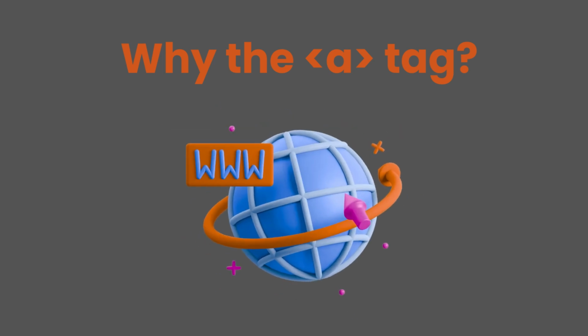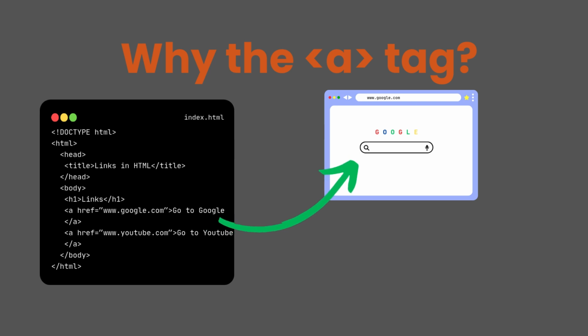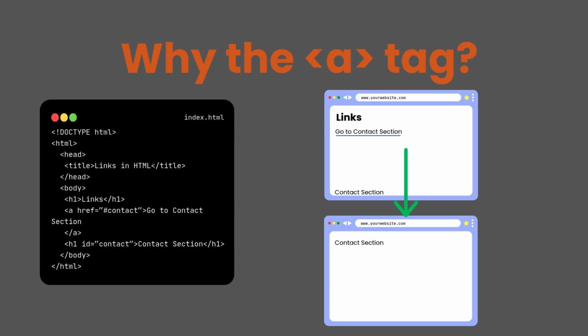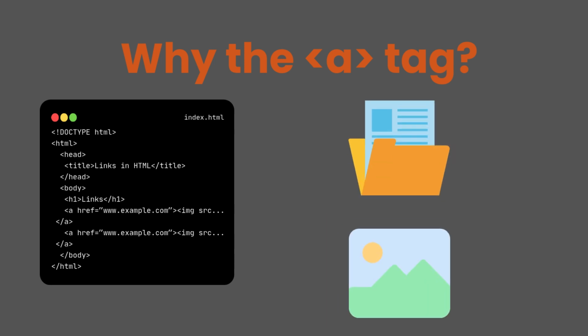Links are the glue that holds the internet together. They let us navigate from one page to another, jump to sections within a page, and even link to documents or images. Without links, we wouldn't be able to move around the web easily.